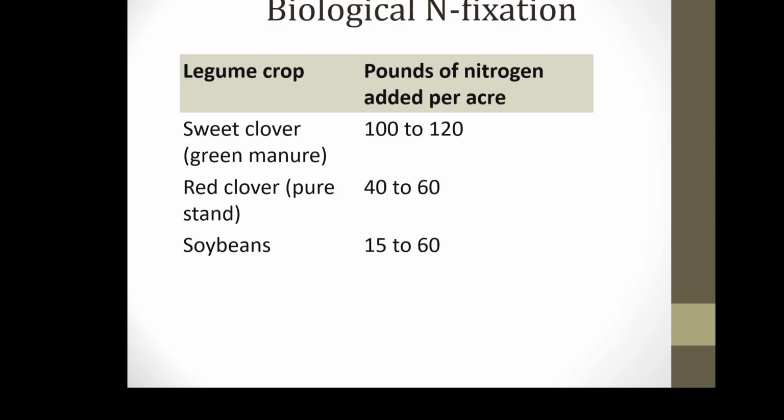Now if you're going to do legume crops with sweet clover, that will add 100 to 120 pounds of nitrogen per acre. Red clover 40 to 60, and soybeans 15 to 60.